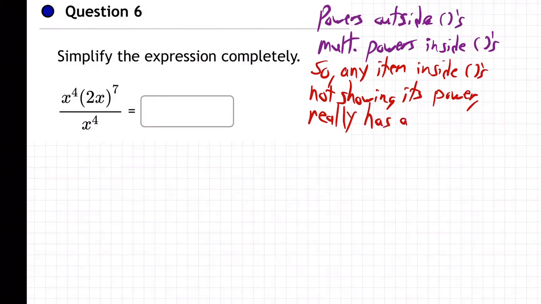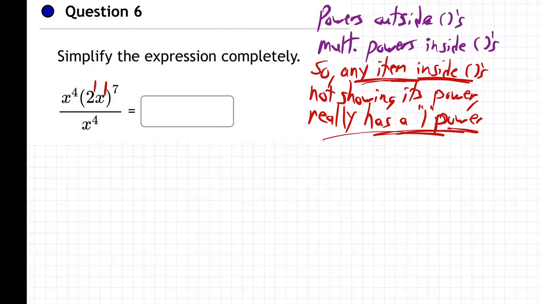really has a 1 power, right? Remember, every item has a power. So that means I've got to give a 1 and a 1 to those guys. Is that making sense? Any item inside parentheses not showing its power really has a 1 power. So you include the 2 and the X, numbers and letters. You need to give them their 1 powers, and then you can crank out the problem.